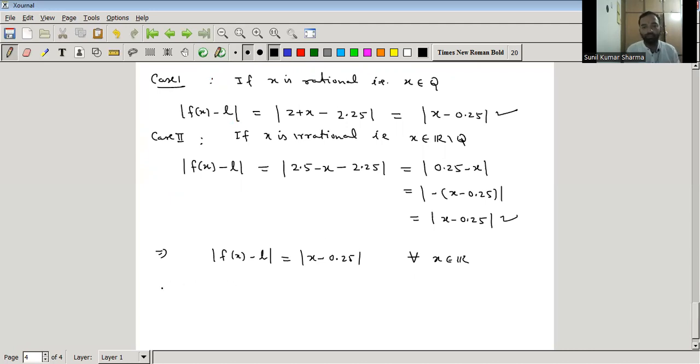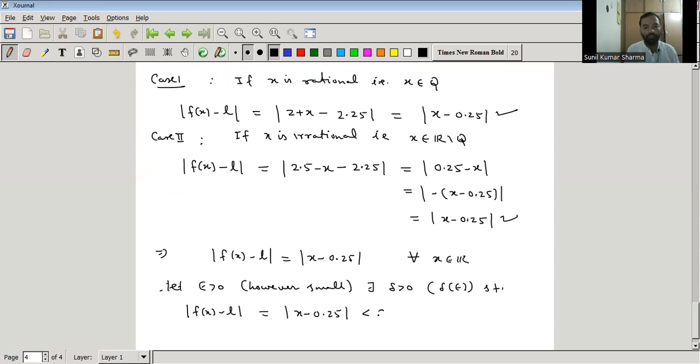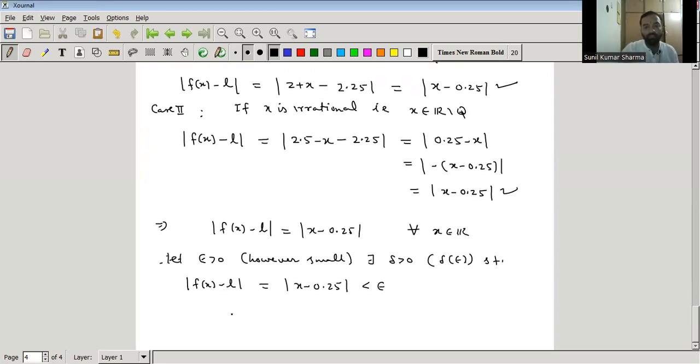Now we can use the definition. So therefore, given epsilon greater than 0, let epsilon greater than 0, however small, there exists a positive real number delta. This delta depends upon epsilon such that |f(x) - L|, that is equal to |x - 0.25|, is less than epsilon, because we have to estimate |f(x) - L| to be less than epsilon. It means we get |x - 0.25| less than epsilon.